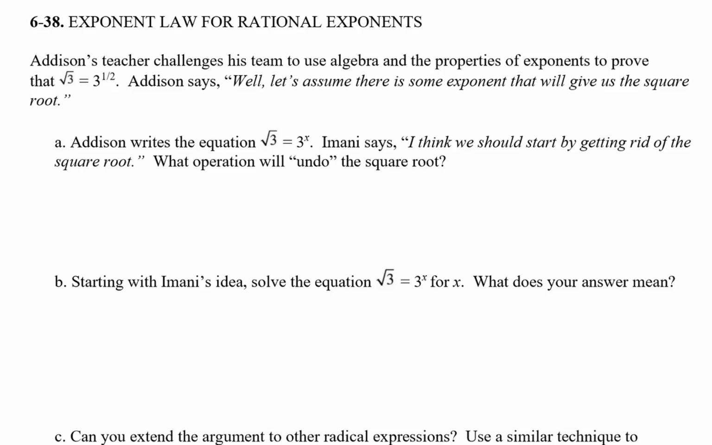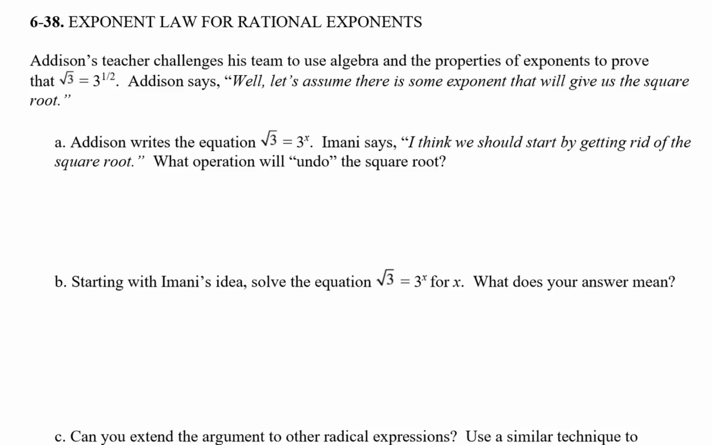Addison's teacher challenges his team to use algebra and properties of exponents to prove that the square root of 3 is the same as 3 to the 1/2 power. Addison says, well, let's assume there is some exponent that will give us the square root. Addison writes the equation: the square root of 3 equals 3 to what power?